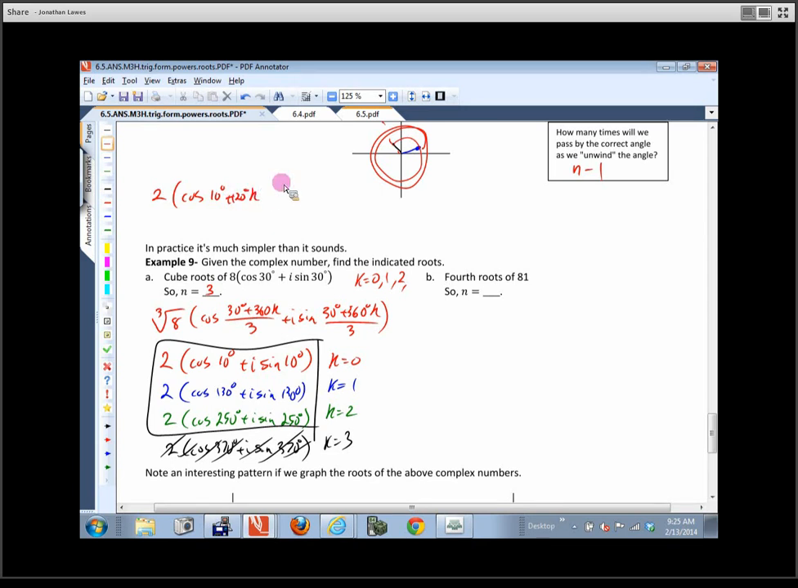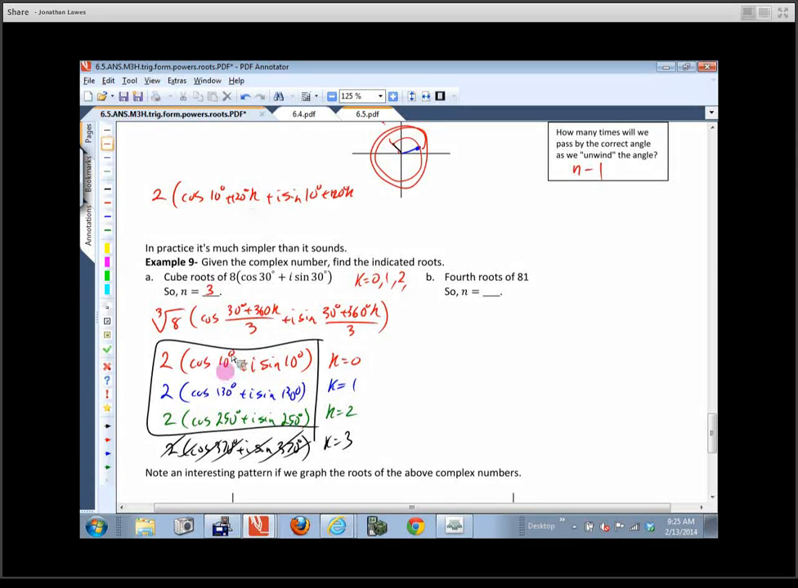120k plus 10 degrees plus 120, okay? So if I plug in a 0, the first answer is 10. If I plug in a 1, the next answer is add 120, so you get 130. If I plug in a 2, I add 240, so that's going to be 250.